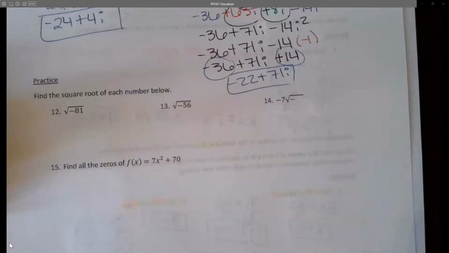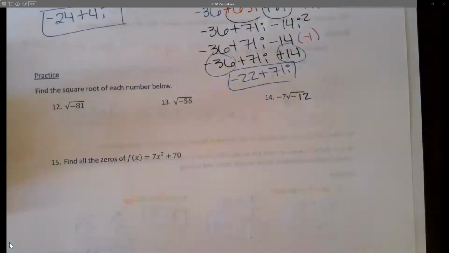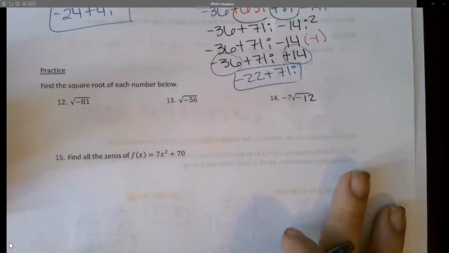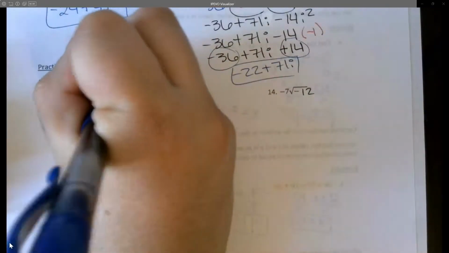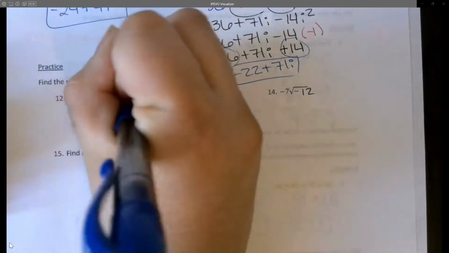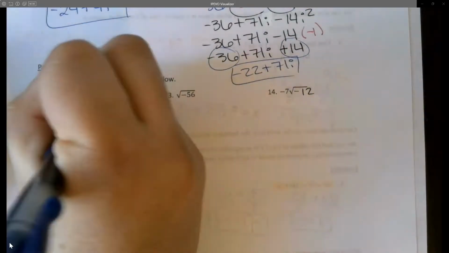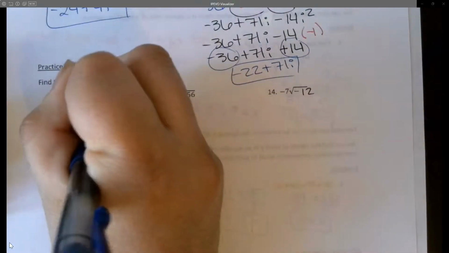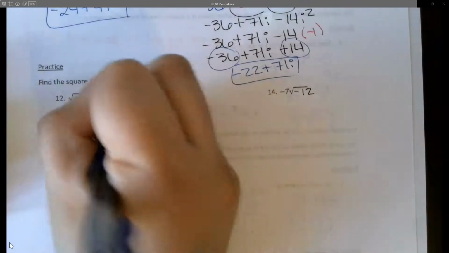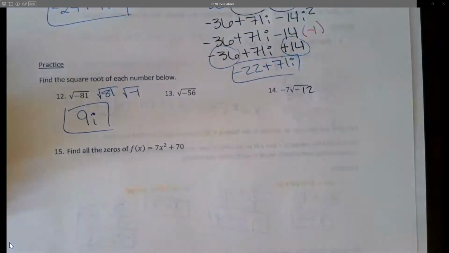First, I need to figure out what number didn't print. 12. Okay. So I will go ahead and solve these. So the first one wants me to take the square root of negative 81. I want to first split this up into the square root of 81 and the square root of negative 1. Square root of 81 is 9. Square root of negative 1 is i. So my answer there is just 9i.